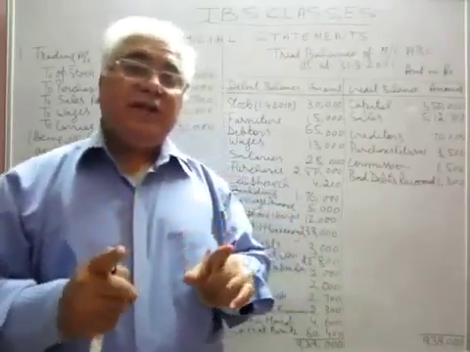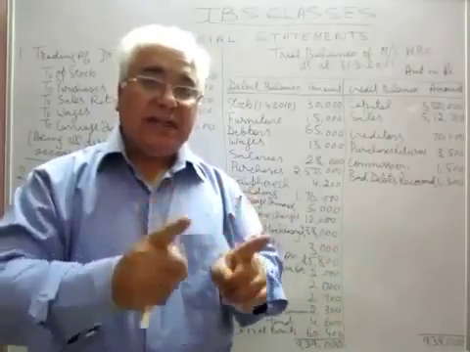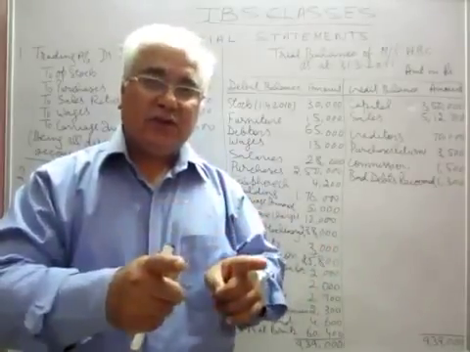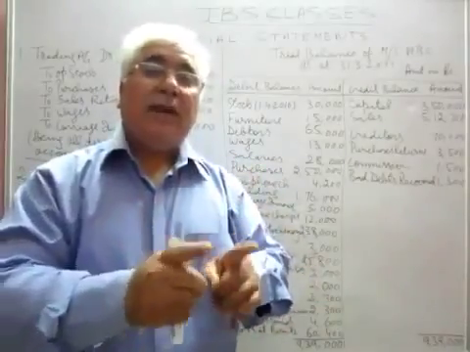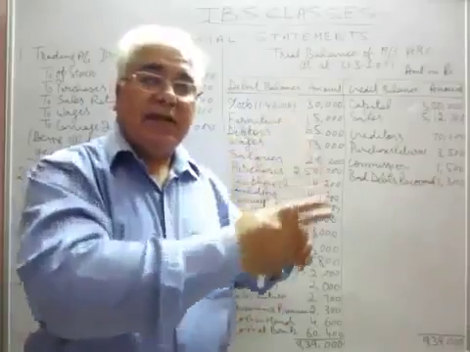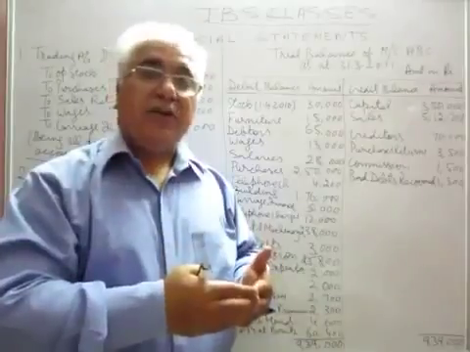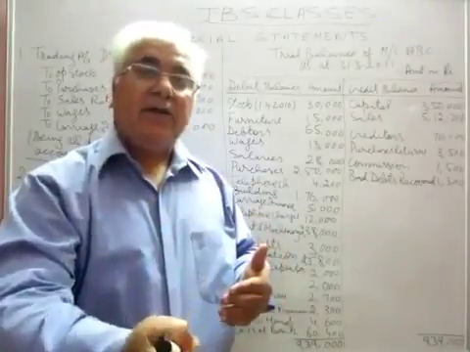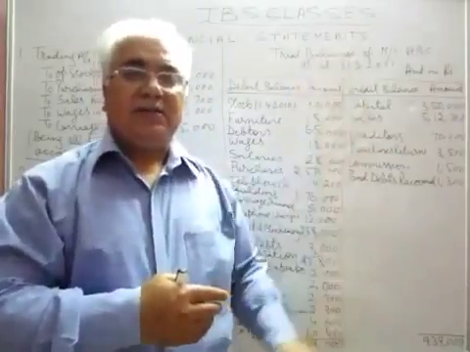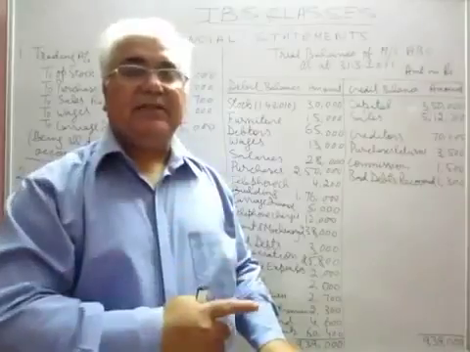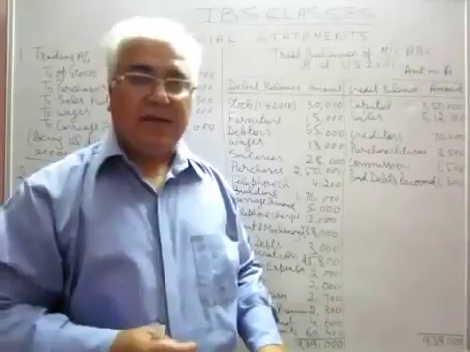Now, the difference between the credit side, that is the total of sales and closing stock, minus all the items appearing on the debit side of the trading account will give you gross profit if the credit side is bigger, or it will give you gross loss if the debit side is bigger. That means the total of all the expenses is bigger than all the incomes or revenues on the credit side.